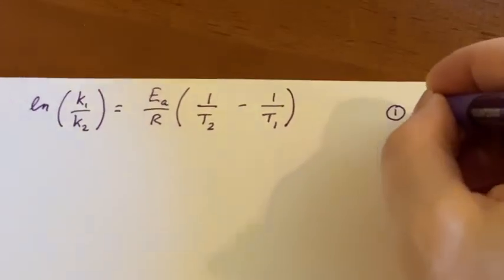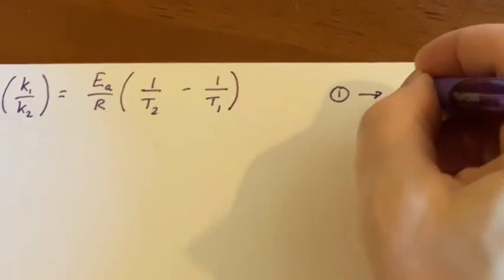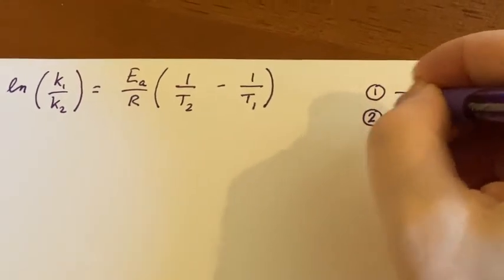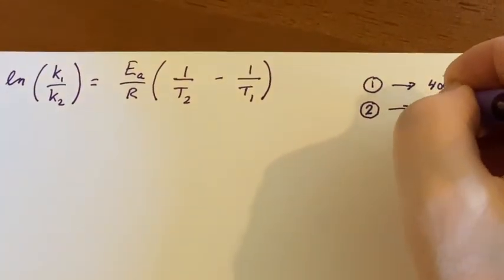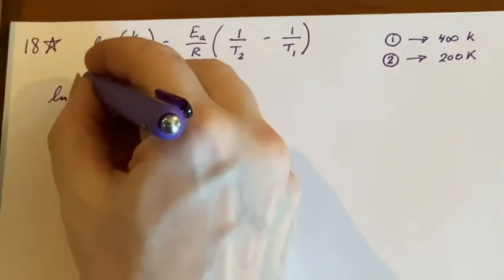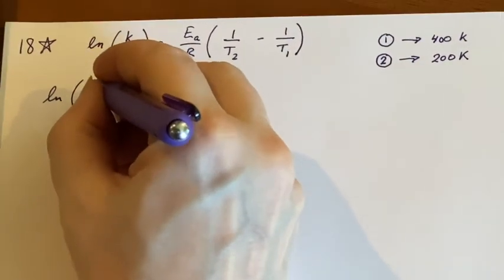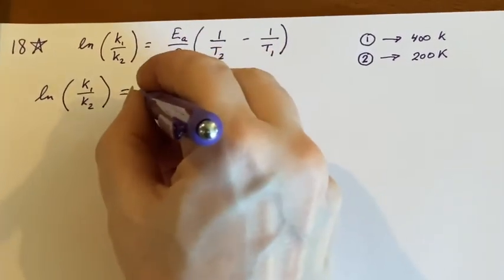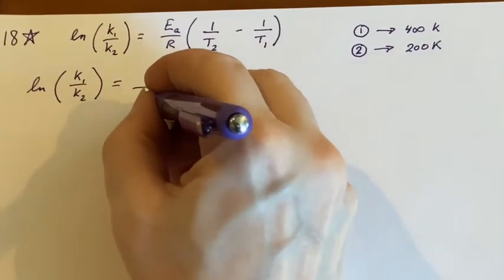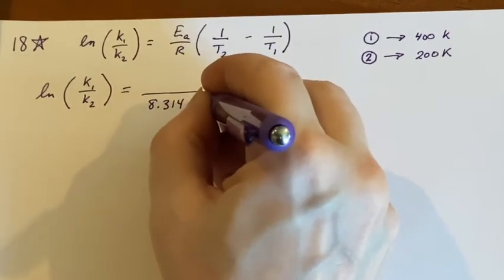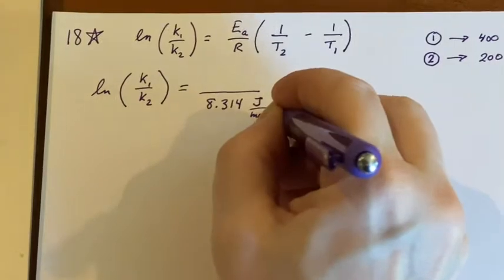The subscript of 1 is going to be the situation at 400 Kelvin, and the subscript of 2 is going to stand for the situation at 200 Kelvin. So natural log, I only care about the fact that there's a ratio. I'll fill in these. Now R, I have to remember, is 8.314, and that's joules per mole Kelvin.